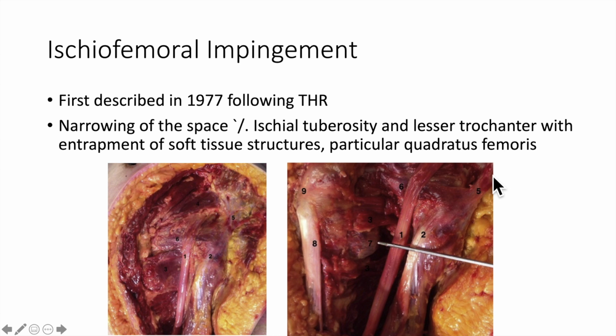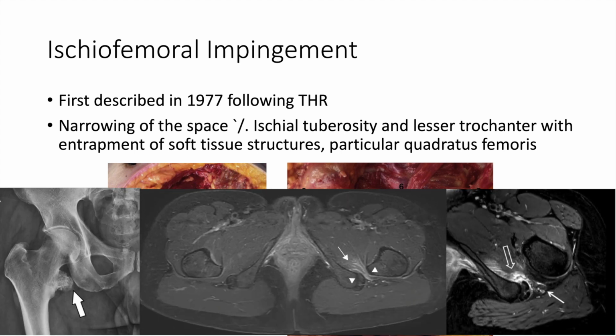When the two bony structures are close together, they entrap and impinge on that muscle and can be quite painful. Here is an extreme example. You have a very prominent lesser trochanter that sits very close to the ischial tuberosity, and in between, the quadratus femoris is not having a good time. Again, this is the ischiofemoral space, the lesser trochanter here, and this is where the quadratus femoris goes through.